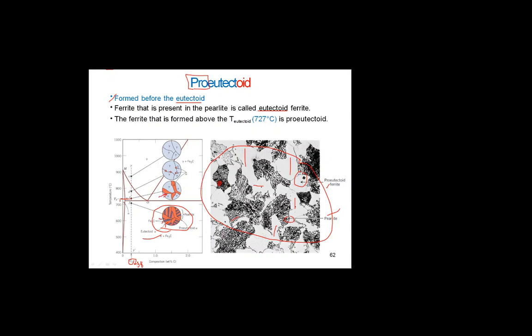So you can see here in this figure the pro-eutectoid formation above 727 degrees centigrade. So before the eutectoid reaction, this kind of pro-eutectoid reaction is happening, and from there the eutectoid changes of the material, the hypoeutectoid reaction, take place.